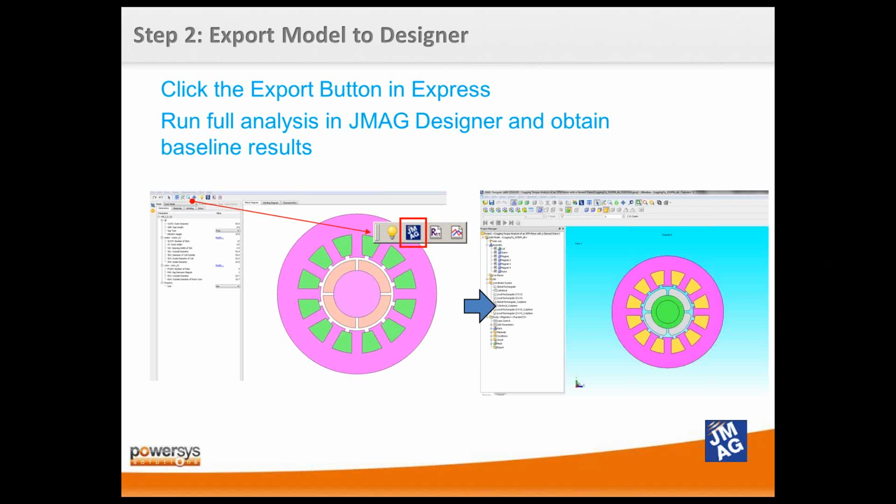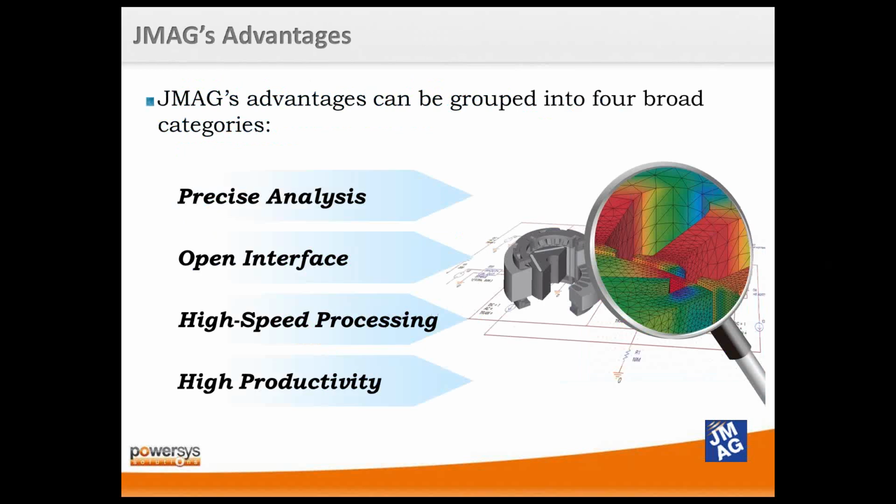Once we're in JMAG Designer, there are several advantages that we like to talk about. We usually group these into 4 broad categories, which are precise analysis, an open interface, high-speed processing, and high productivity. Given that this is more a demonstration of Optimus and optimization, though, I won't get into any of these specific advantages, but I just wanted to mention them.